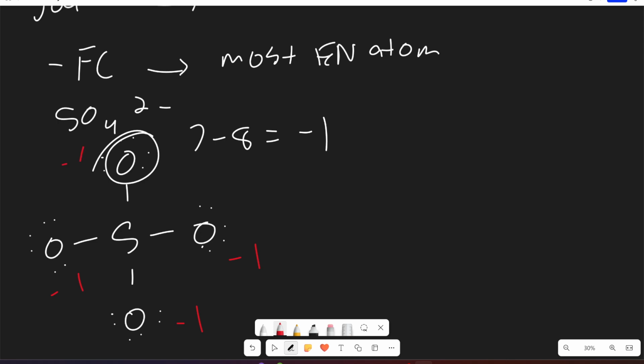And then for the sulfur atom, in reality, it would have 6 valence electrons according to the periodic table. But here we have 4 electrons assigned to it because we have 4 single bonds. So therefore, it has a formal charge of +2. So we'll say +2 here.